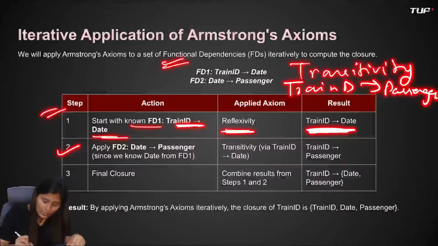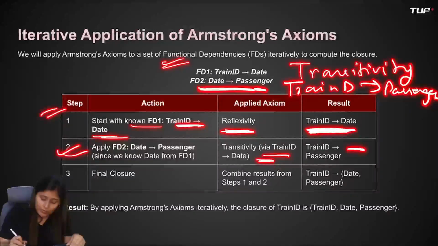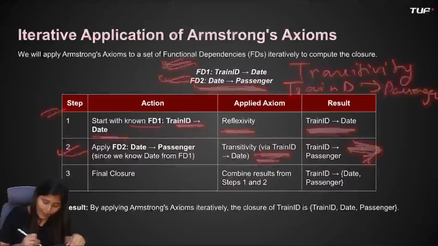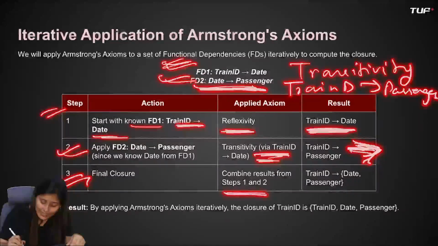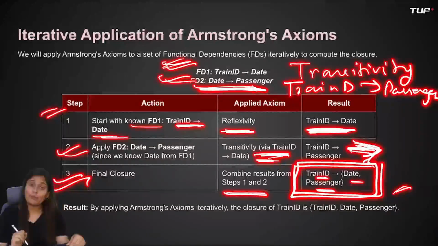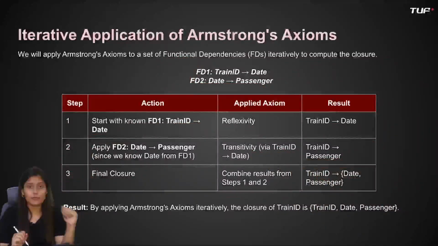Similarly, second, also transitivity: train ID determines, and the second one is date determines passenger. So we will find the relation after reading the second dependency, and if we apply transitivity, we can find the new relation, that is train ID determines passenger. So now for the final closure, we can say that train ID can find date and also passenger. So this will be our final closure for the functional dependencies with the help of Armstrong's axioms.